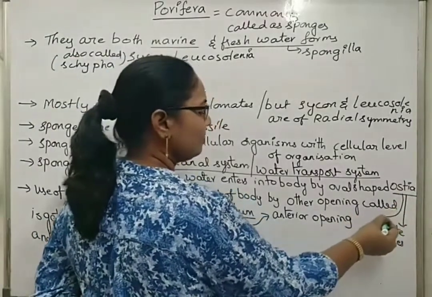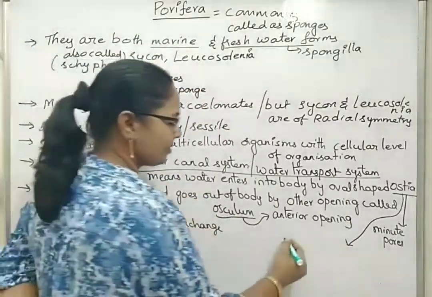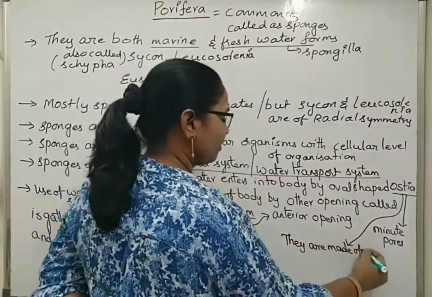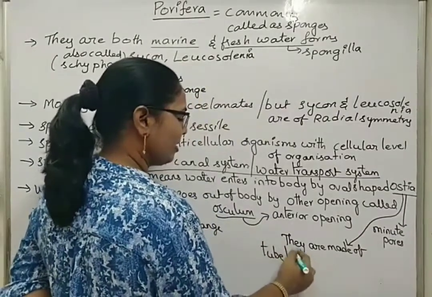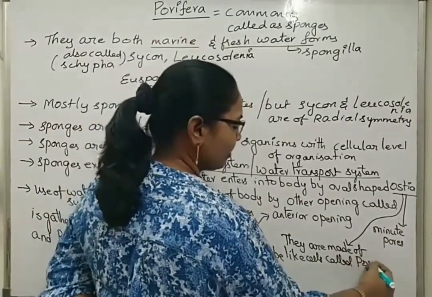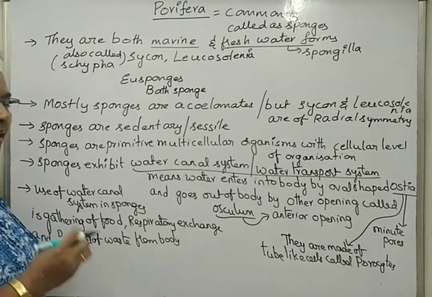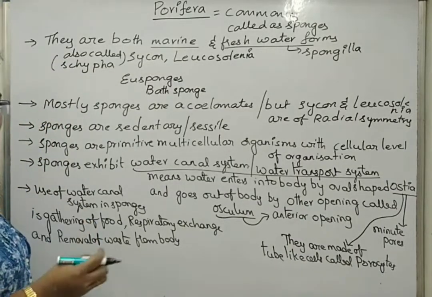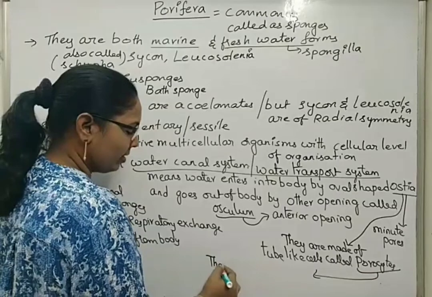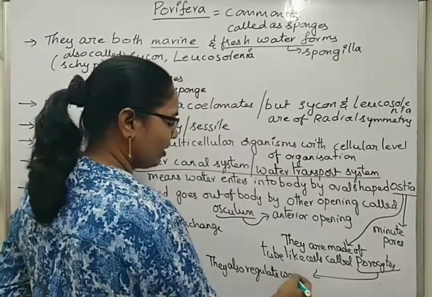These ostia are made of tube-like cells called porocytes. These ostia or the porocytes help in regulating the flow of water into the body, means into the spongiocele of sponges. They also regulate water currents.